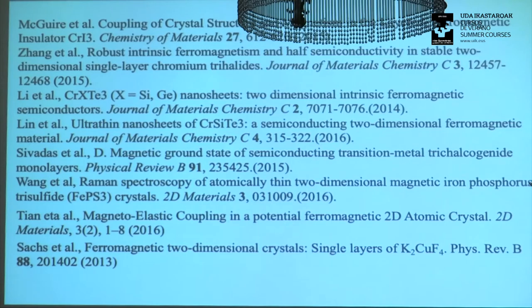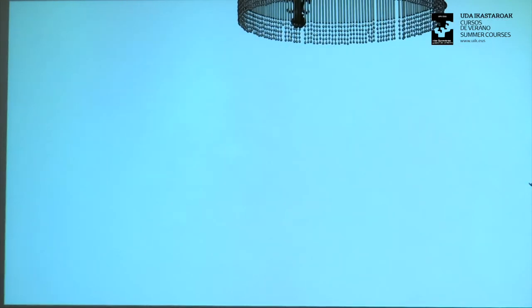Now, this didn't go completely unnoticed. Many people were trying to study what types of two-dimensional magnets we could get out of three-dimensional layered magnets. Many of the studies seemed to coalesce around the chromium trihalides, chromium triiodide, chromium tribromide, chromium trichloride, and also Cr-X-Te3, where X is silicon or germanium. So in my group, with this chemist and the ovens he set up, we decided to grow chromium triiodide.